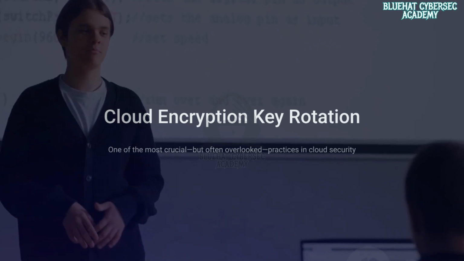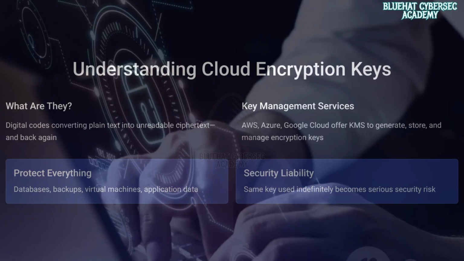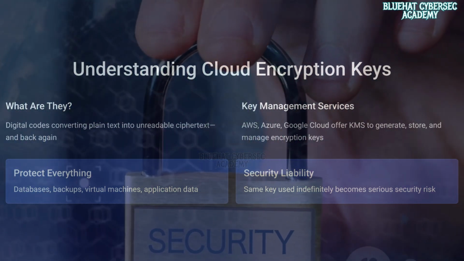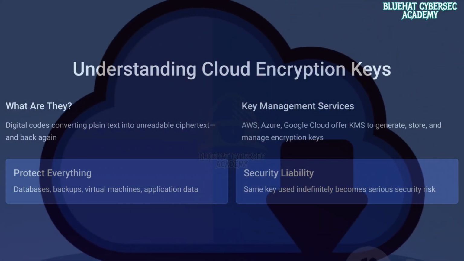Let's get started. So, first things first. What exactly are cloud encryption keys? Encryption keys are digital codes that convert plain text data into unreadable ciphertext, and back again. Think of them as secret passwords that guard your data. In cloud environments, these keys protect everything from databases and backups to virtual machines and application data.